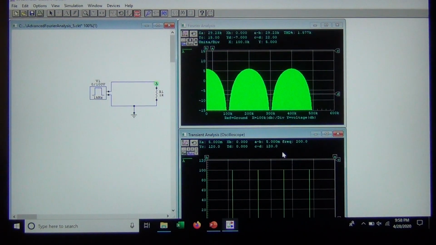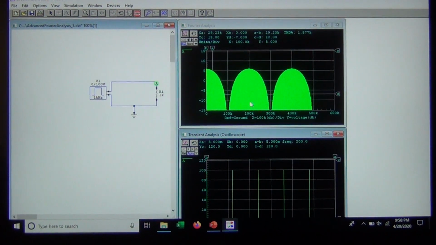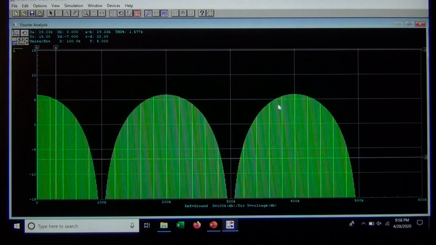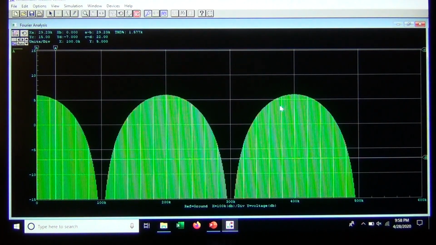So these are very, very narrow pulses, which are like impulses, and they're periodic. And what do I get? This one here is almost totally filled in. In other words, the frequencies are getting closer and closer together, almost like a continuous amount of energy put out at a big range of frequencies, but in the shape of a sinc pulse.